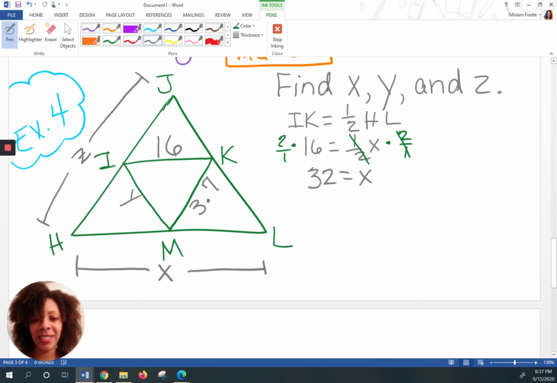So if I rewrote that, I'm just going to swap it around. X is equal to 32.